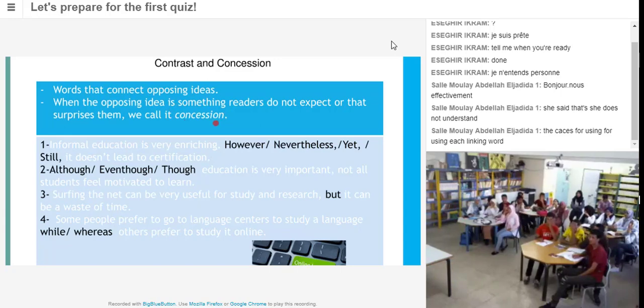So I'm going to give some examples with linking words of concession and contrast. The first example is this one. Informal education is very enriching. It makes you rich. It gives you a lot of information. That's from the adjective rich. However, nevertheless, yet, or still, it doesn't lead to certification. You know, you studied informal education with your teachers, I suppose. Now, informal education is what?